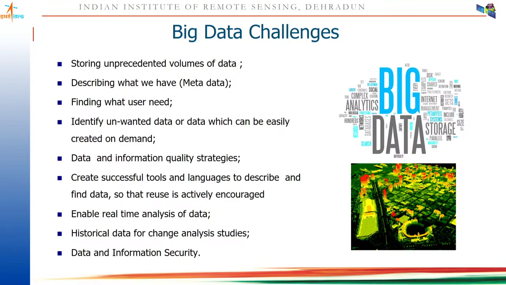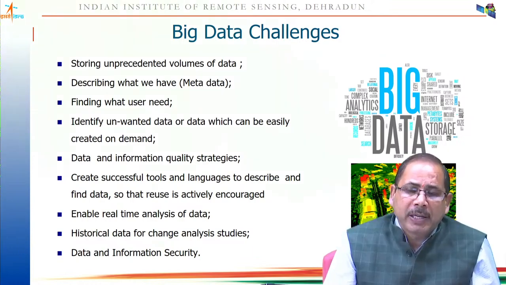There are many challenges in this data analytics: storing an unprecedented volume of data, describing what we have, that is metadata, finding what we use, identifying unwanted data sets, data information quality strategy, data security, enabling real-time analytics of data, historical data, and so on. There are many challenges which are very important, especially for student researchers. They can take these challenges as an opportunity so that they can develop a new technique for geodata analytics or big data analytics and so on.